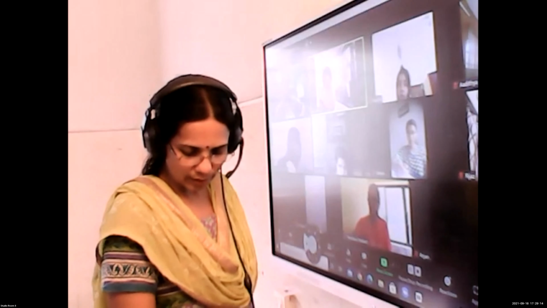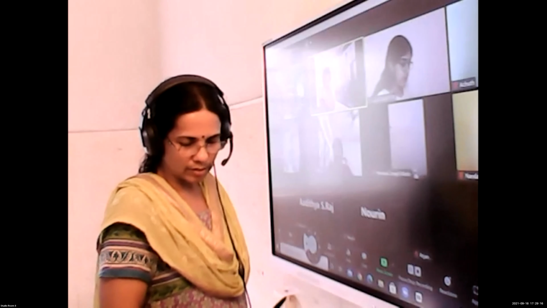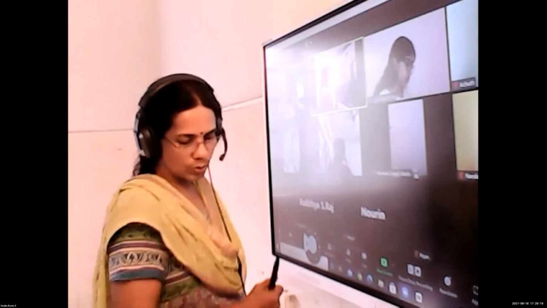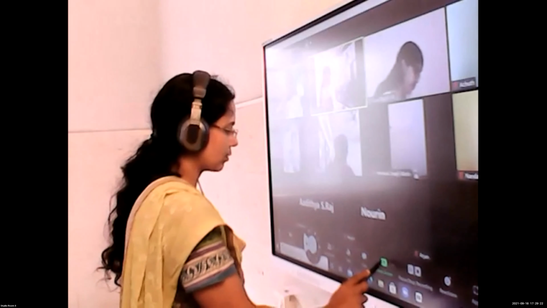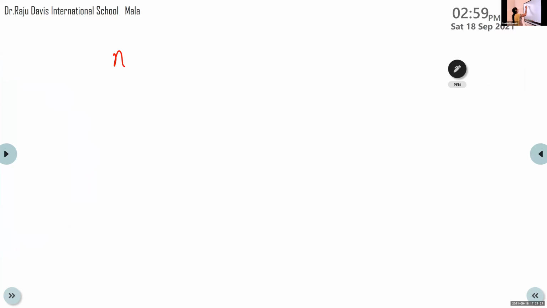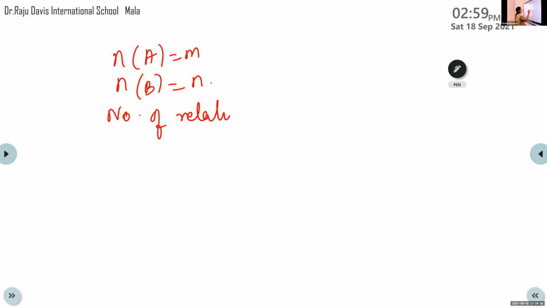Write down. First one. Suppose A and B are two sets having M and N elements. Write with simple notations like this: n(A) is equal to m, n(B) is equal to n. Then what is the formula for the number of relations? The number of relations from A to B is 2 raised to mn.